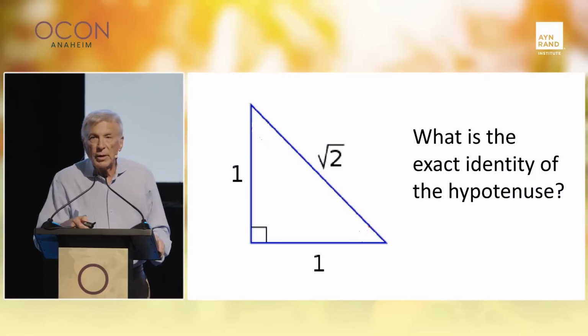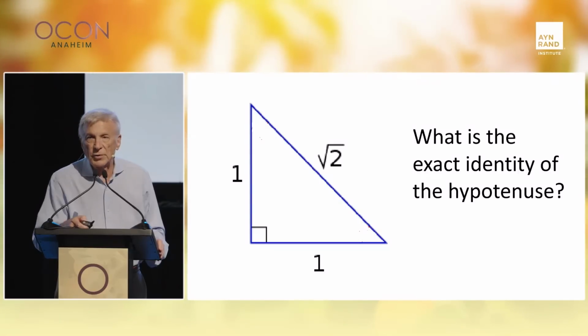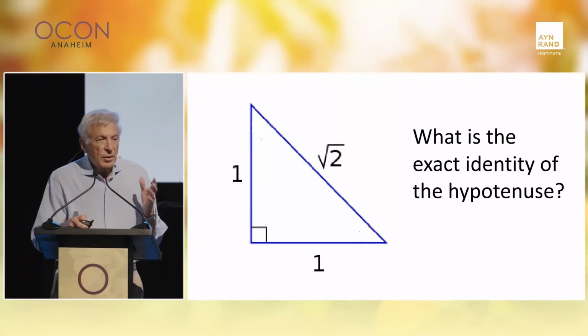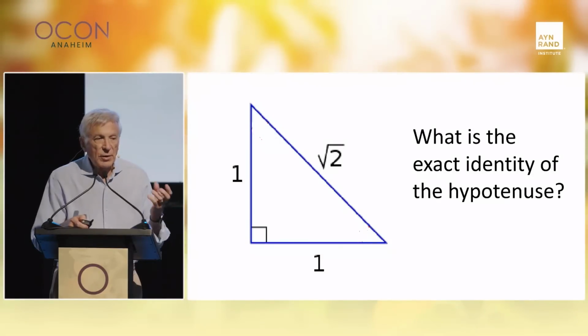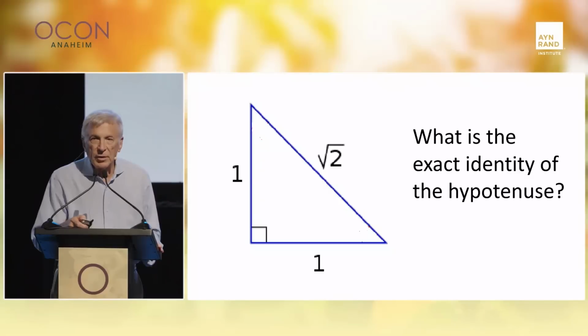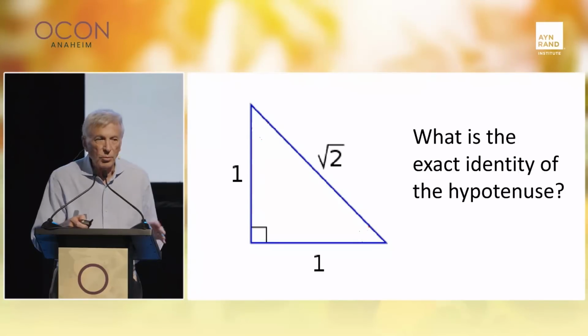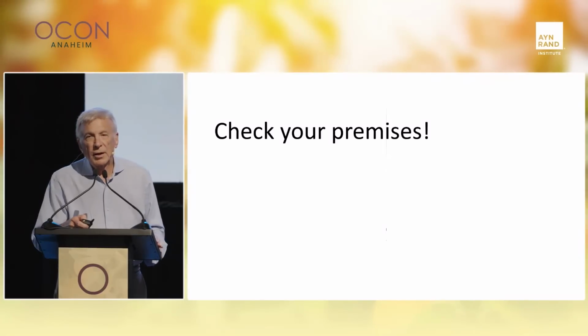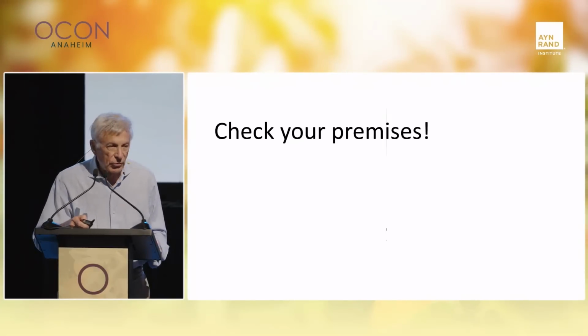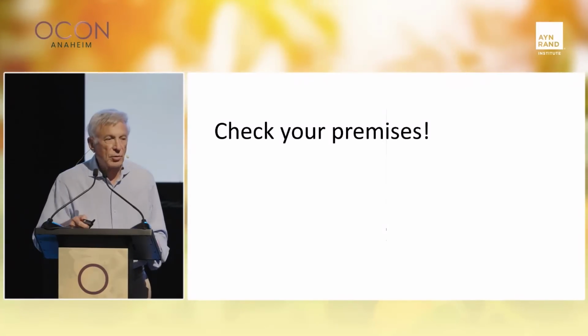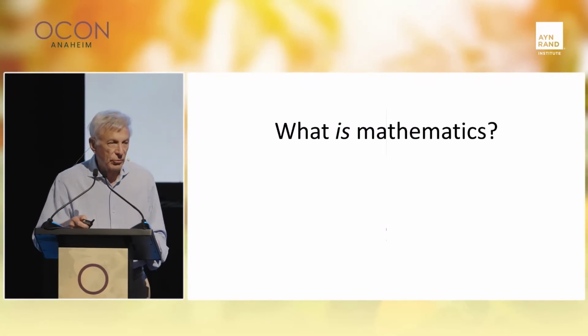So this is a problem that came up at the objectivist workshop, the workshop on objectivist epistemology in 1969. If things have an exact specific identity, what is the identity of the hypotenuse of a right angle isosceles triangle of side 1? What is it? You can't say, well, it's about 2. It's got to have a real identity. So that's the question, and my answer is check your premises. So we will return to that after a lot of preparation on our premises.